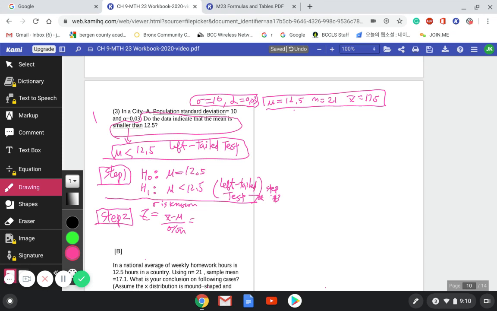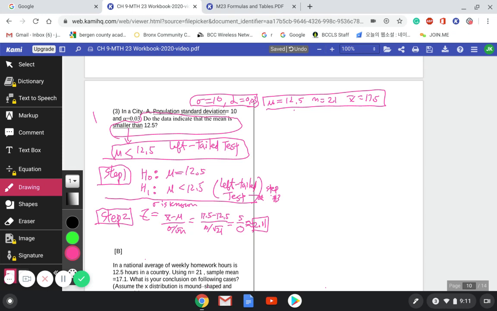So x bar was given as 17.5, minus mu is 12.5, and sigma was 10, and n was 21, so it was square root of 21. When I do that, 17.5 minus 12.5 is 5. 10 divided by square root of 21 is whatever, I don't have a calculator with me. And then you get almost 2.11 as a z-value. So 2.11 as a z-value.